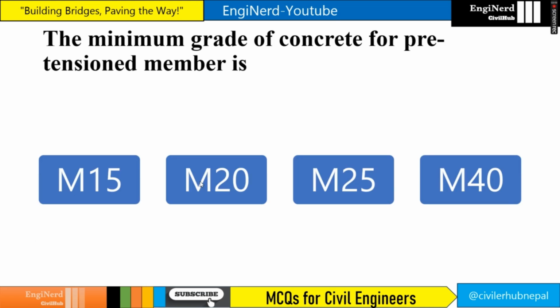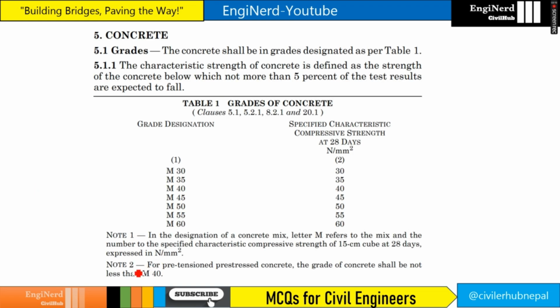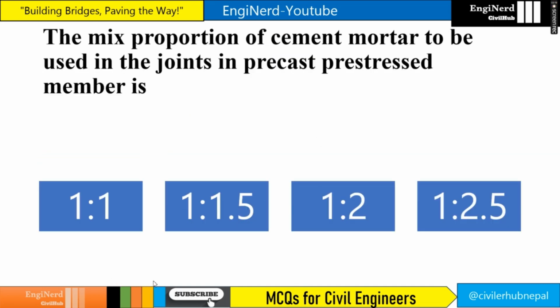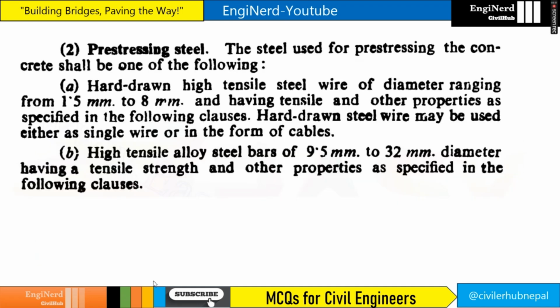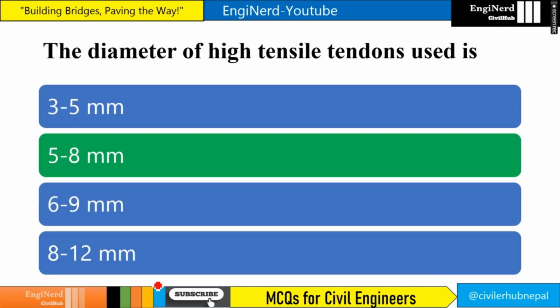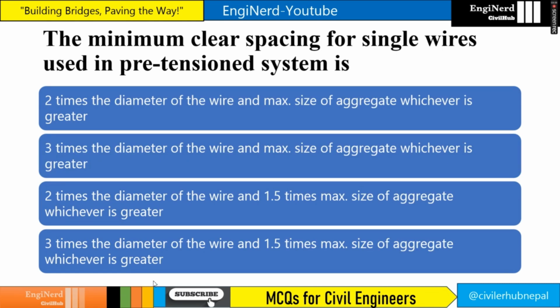Next is the minimum grade of concrete for pre-tension member, right? Not post-tension member, pre-tension member is M40. So for pre-tensioned pre-stressed concrete, the grade of concrete shall not be less than M40. Okay, the mix proportion of cement mortar to be used in joints in precast pre-stressed member is 1:1.5. The diameter of the high tensile tendons used is 5 to 8 mm.